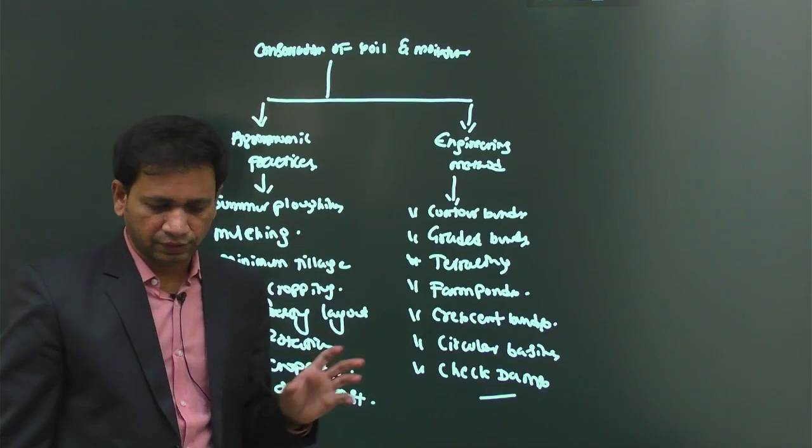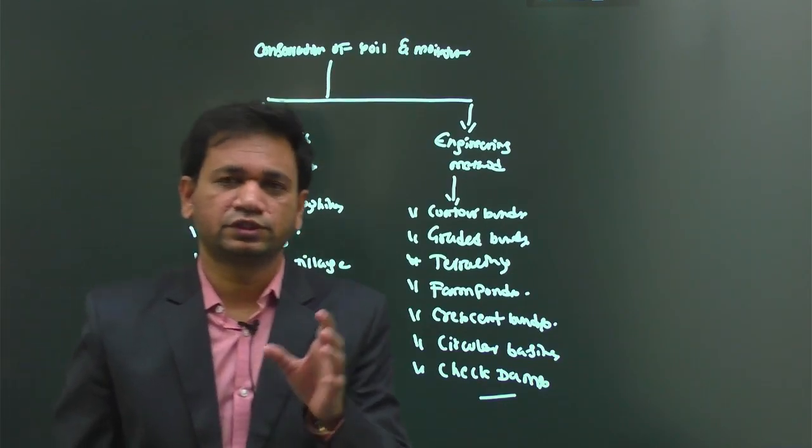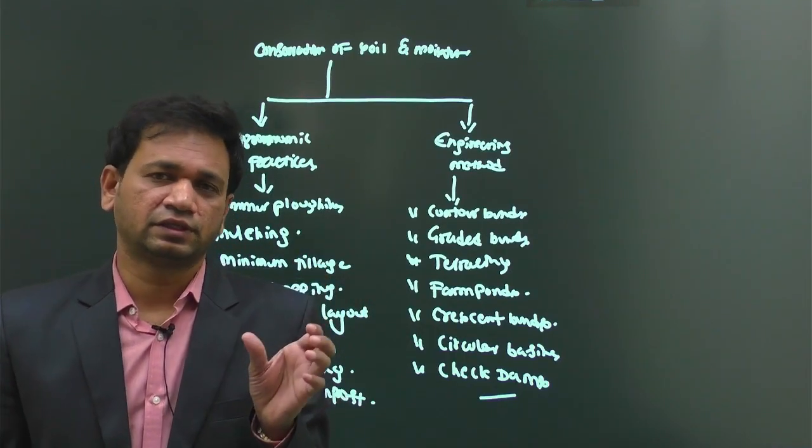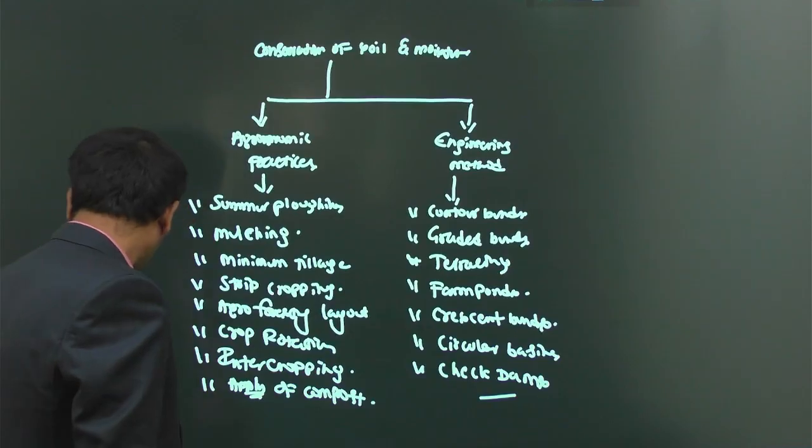In these cases, surely we can expect a minimum 10 marks question about the important practices for conserving the soil and moisture in dryland agriculture. Okay.